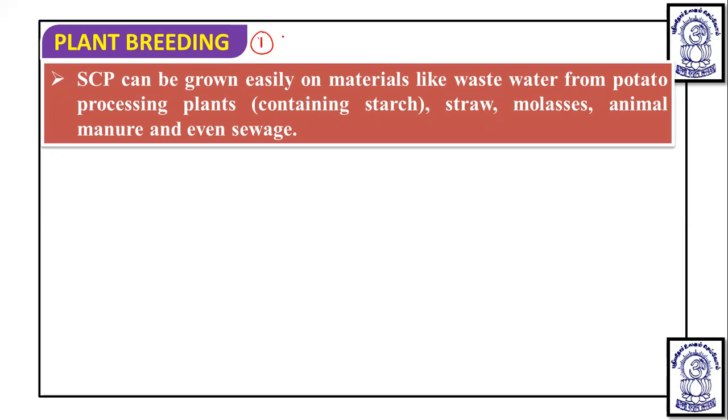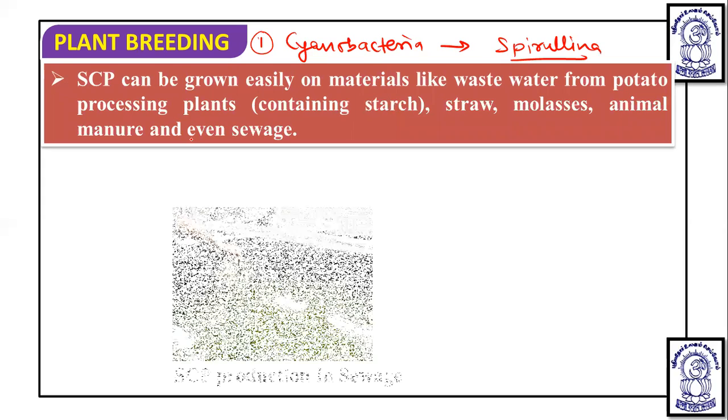And if we talk about cyanobacteria from which SCP is used or obtained, that name of cyanobacteria is spirulina. And it is known that this spirulina can be grown easily on materials like wastewater from the potato processing plant that contains starch, it can be grown on straw, molasses, animal manure, and even sewage. On this particular spirulina can be grown.